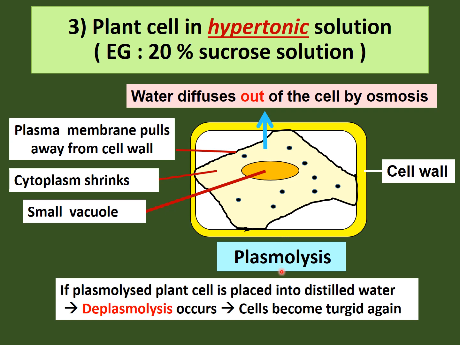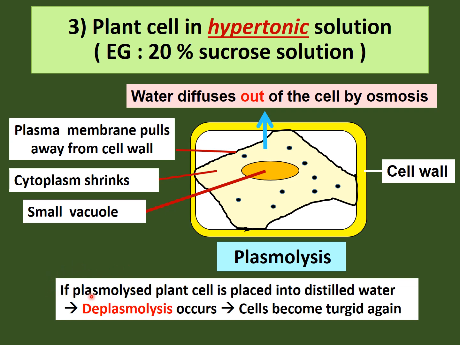Now, this condition is called plasmolysis, from the word cytoplasm. Lysis means to break down or destroy, or in this case, it causes a change for the worse. So plasmolysis is the shrinking of the cytoplasm when the cell is placed in a hypertonic solution. This word is very important, and you must know how to draw this picture of a plasmolysed cell. It is a common question asked in the exams.